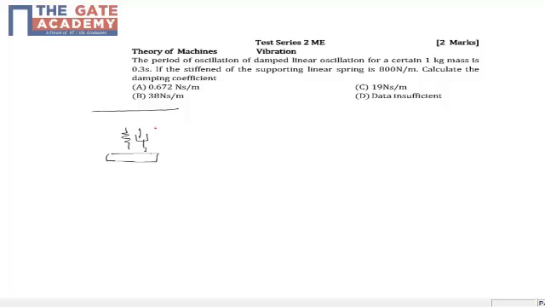Basically we study only a single degree of freedom spring mass damper in our BTech level, so don't worry about the other degrees of freedom. The period of oscillation for this damped linear oscillation, where mass is 1 kg and the stiffness is 800 Newton per meter, is 0.3 seconds. So we are asked to calculate the damping coefficient.